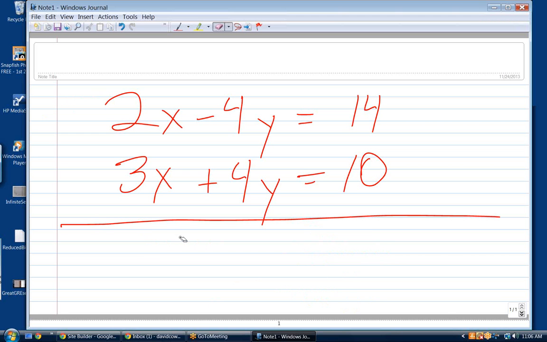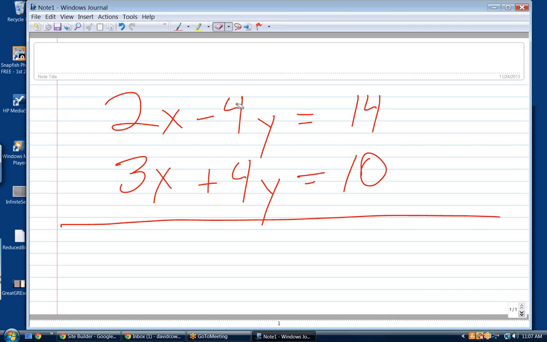Now, which one do you plug it back into? Either one. Just one of them though? Yes, the simplest one. Both of them have to work when you plug it back in. In other words, these are true statements. So whatever x value is, y has to be whatever it's going to be to make that a true statement. So you can use either equation. I usually pick the simpler one, the one with the smaller numbers.